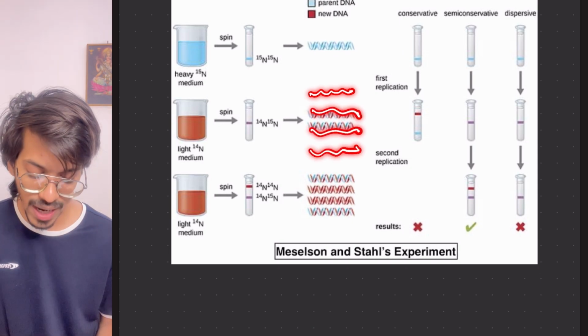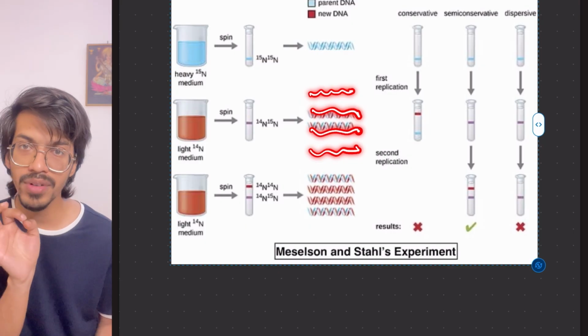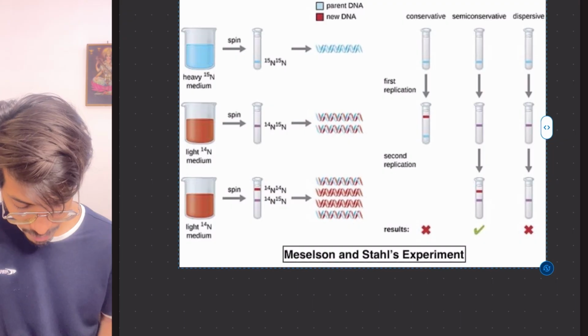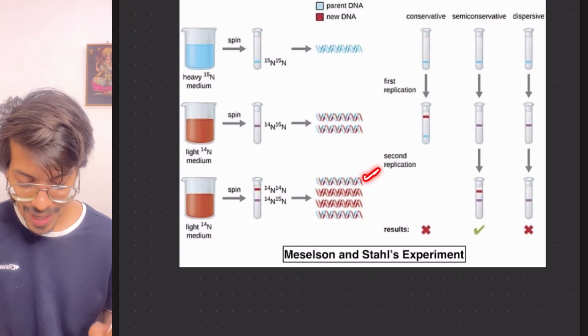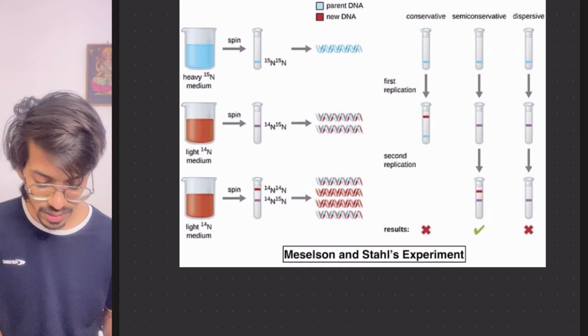Now the two strands will have what? N15, N14, and two strands will be N14, N14. So see this over here, what happened? This has your lighter DNA. This has your hybrid DNA. So two different strands will come up. This is how they find it.